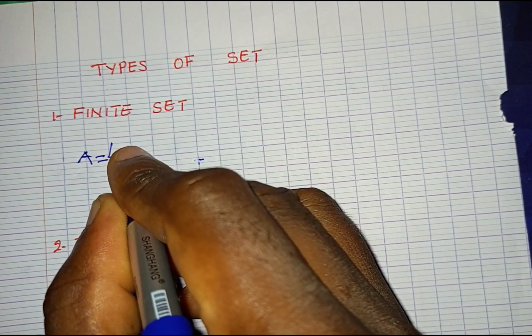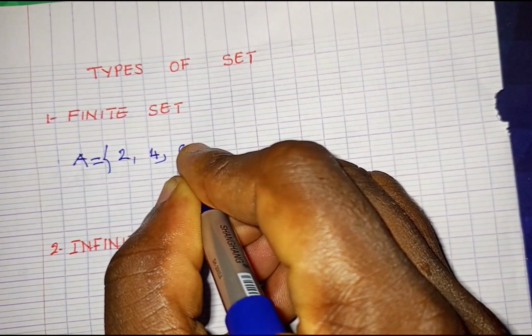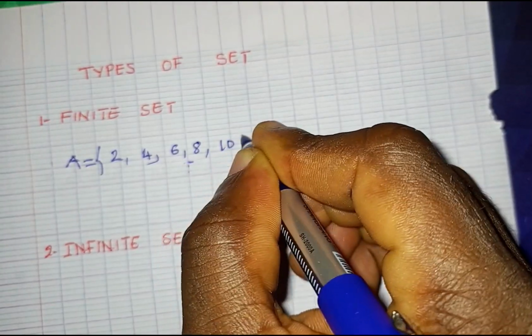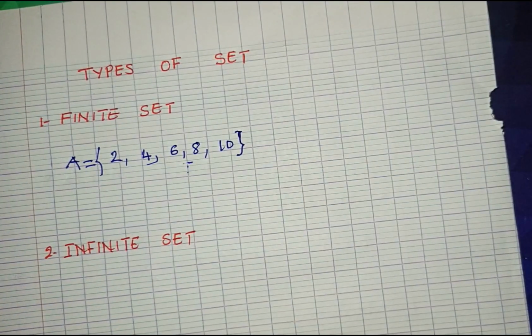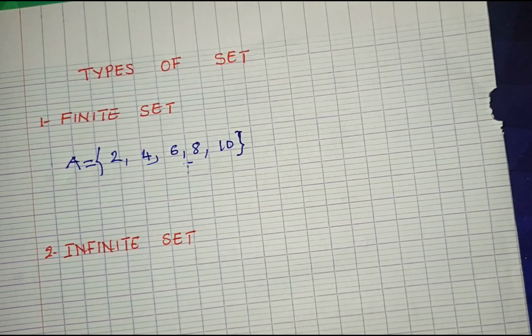I may say, oh, 2, 4, 6, 8, 10. These are the members of set A. They are known, and the last one, which is 10, is also known.